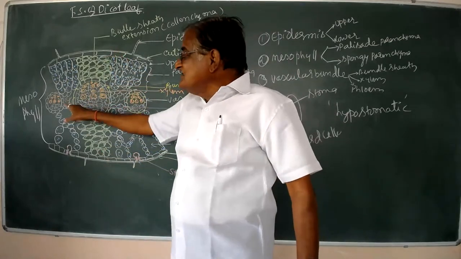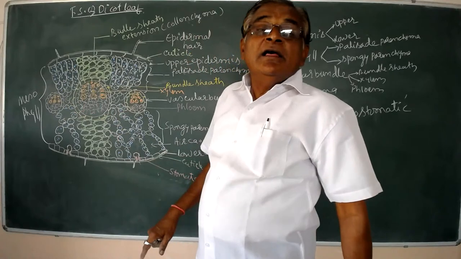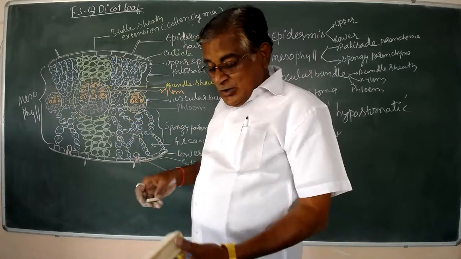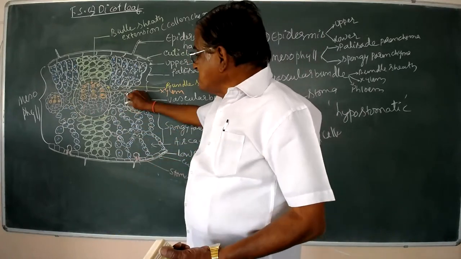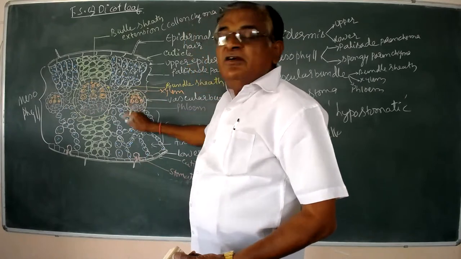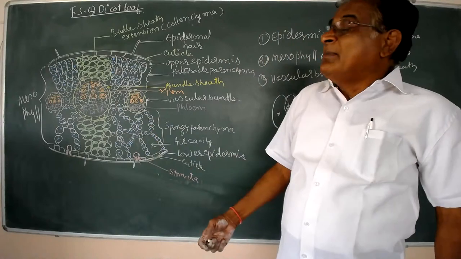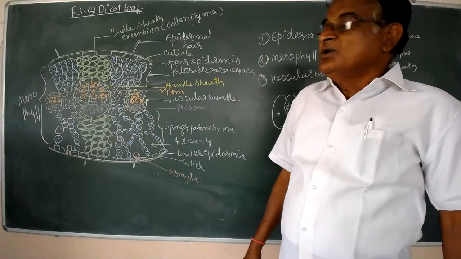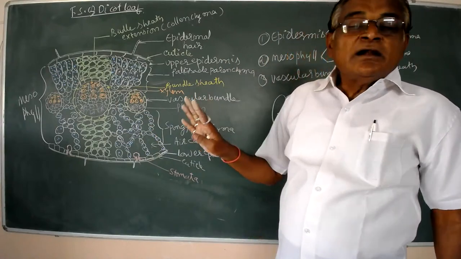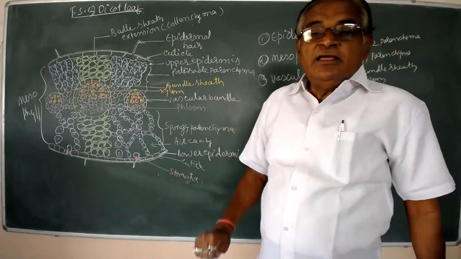Whereas the smaller veins have the vascular bundle, but they don't have the bundle sheath extensions. So this is about the anatomy of the dicot leaf.